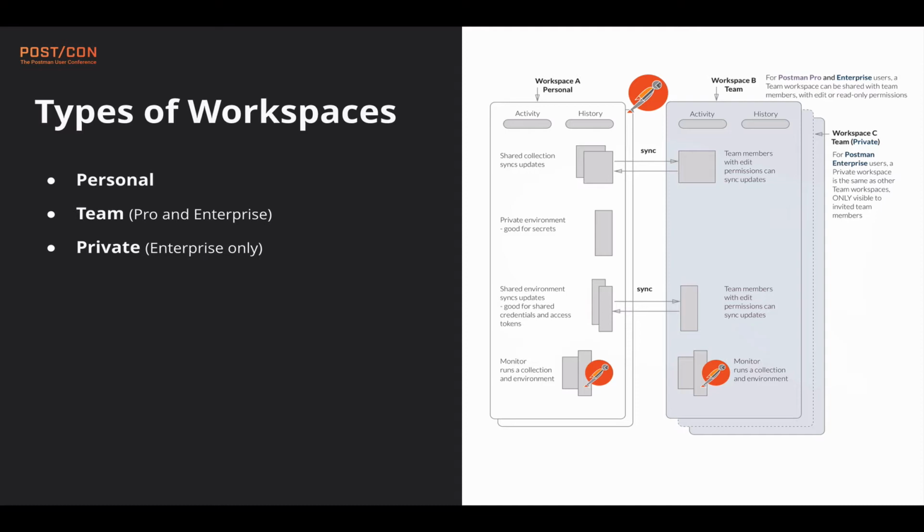For Postman Enterprise users, there's the idea of a private workspace, which functions very similarly to a team workspace, except you can control who actually sees it. So it's kind of like a hidden workspace unless I invite people to come and collaborate. We'll talk a little bit more about how collections, environments and other elements are synced in a team workspace.